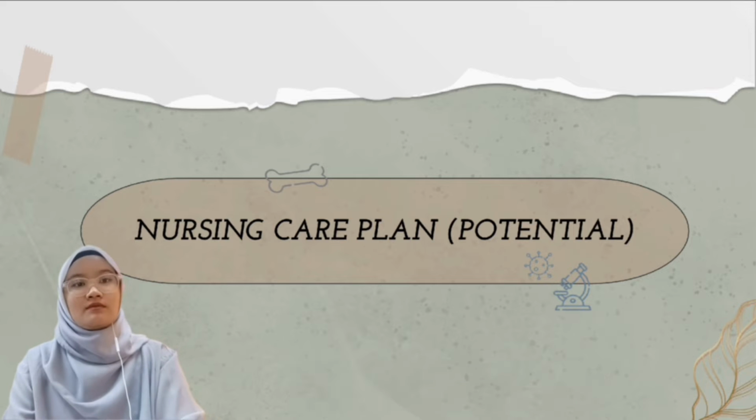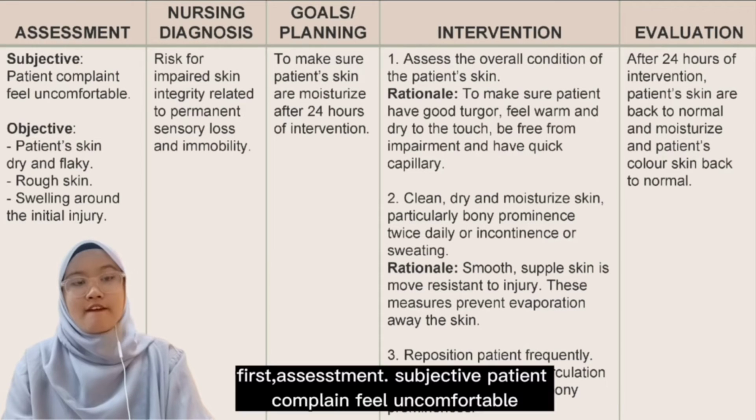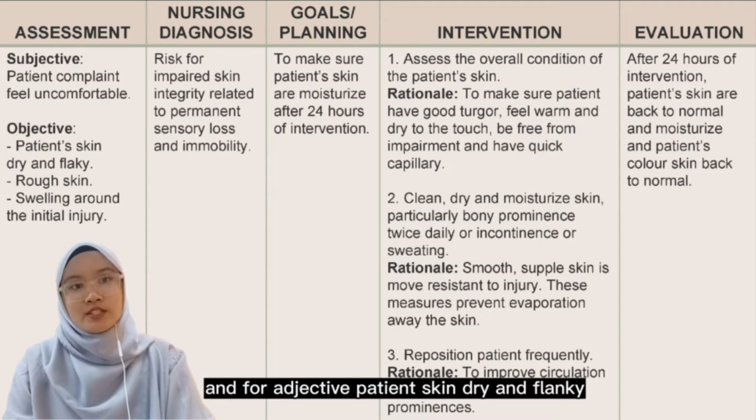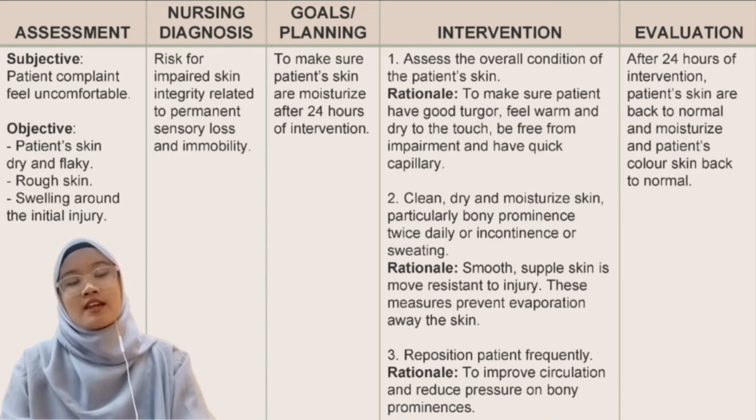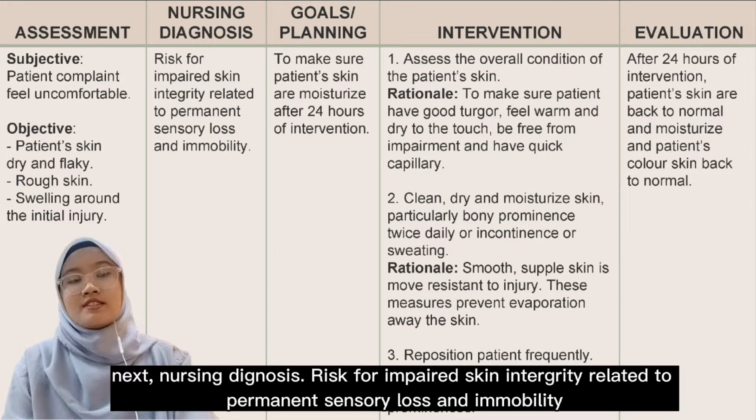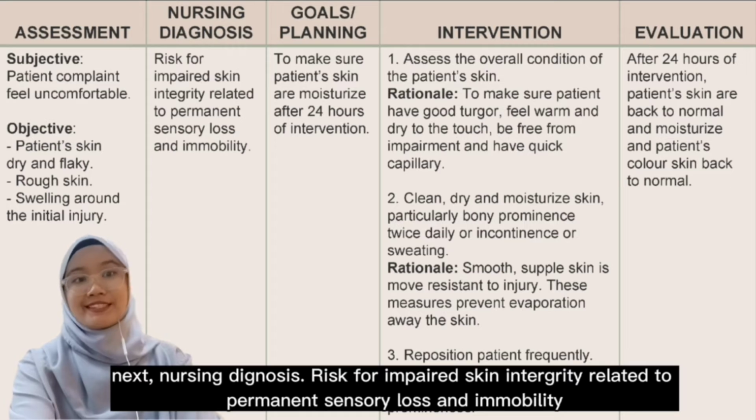Potential nursing care plan. First, assessment. Subjective: patient complains of feeling uncomfortable. For objective: patient's skin is dry and flaky, rough skin and swelling around the injury. Next, nursing diagnosis: risk for impaired skin integrity related to permanent sensory loss and immobility.